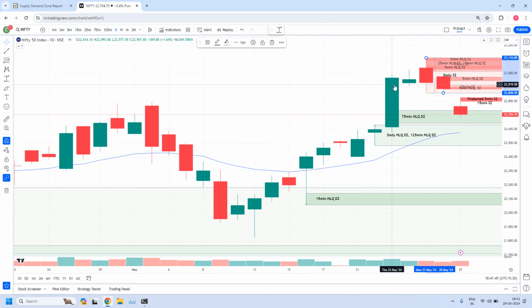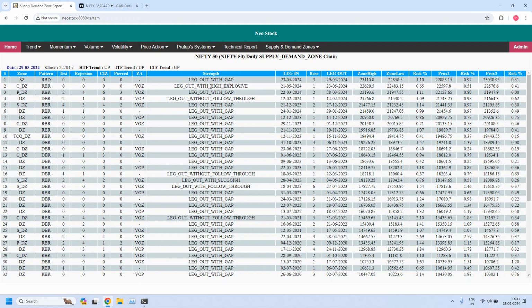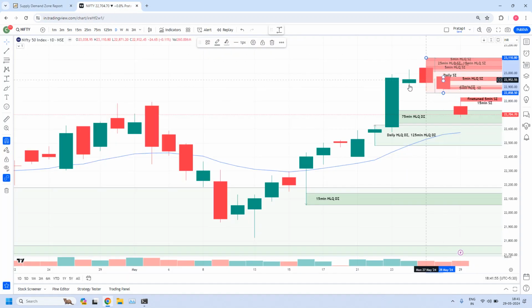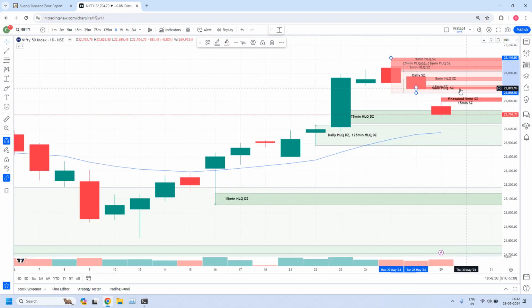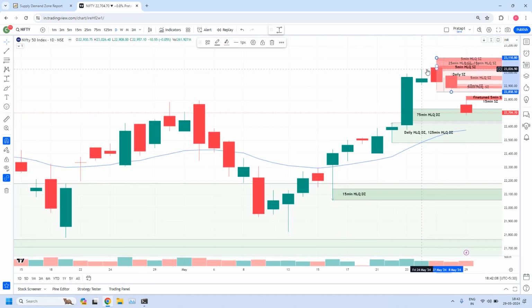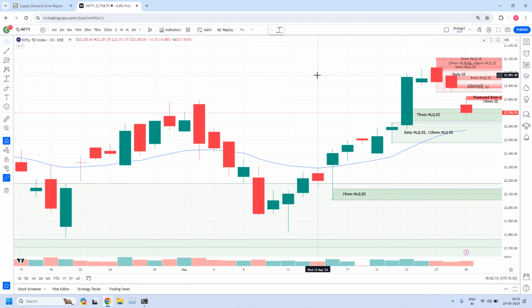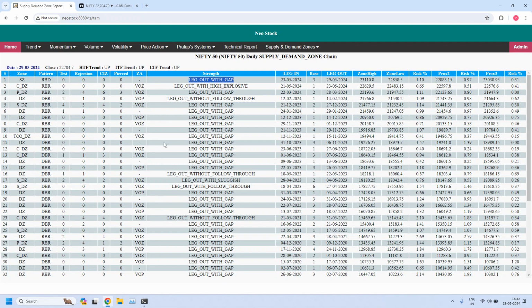So this is the daily supply zone: rally, 3 base candles and a drop. This is what is identified by our software also. See the strength leg out with gap. It is a pro gap. We have a rally, 3 base candles with a pro gap. The prices have come down. Probably some of the gap is already filled today, but there is still some more gap. That's it. This is the only zone created. With this, a new supply zone is created on the daily time frame.